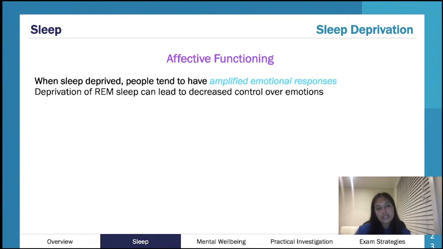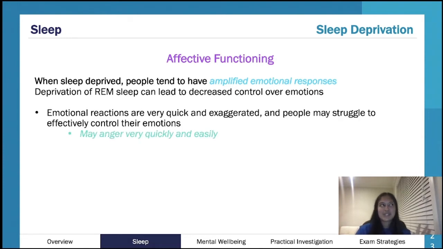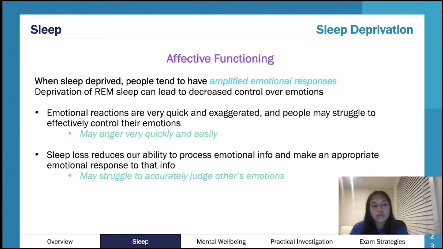Sometimes we think of this being linked particularly to REM sleep, but it's not a very big thing. If you just get not enough sleep, you might find yourself getting a little bit more emotional or more expressive than you usually are. So very quick to become emotional, exaggerated responses as well, and kind of a struggle to control your emotions. And that's lots of personal emotional stuff, but also in terms of interpreting other people's emotions, that can be affected as well. And I guess that ties into cognitive functioning.